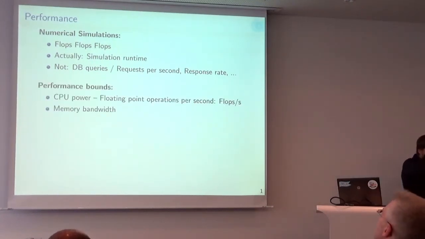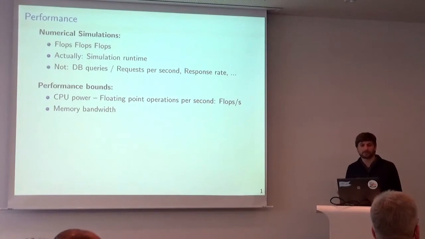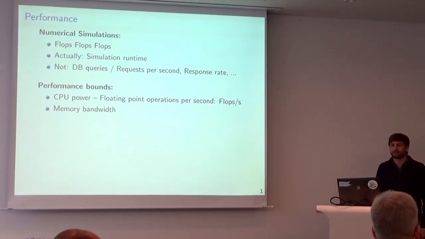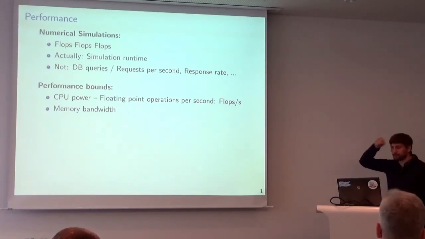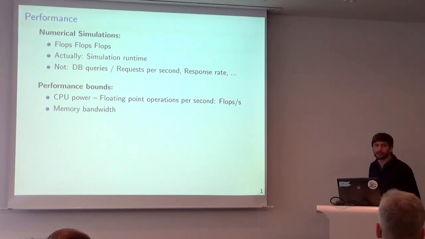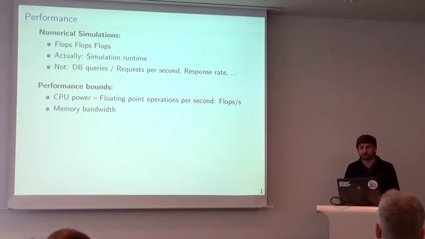Okay, so there are two essential performance bounds. The one is the plain CPU power, which means how many floating point operations per second can I get out of my CPU. And the other performance bound is the memory bandwidth. So how much data can I actually get into my CPU to work on per second.